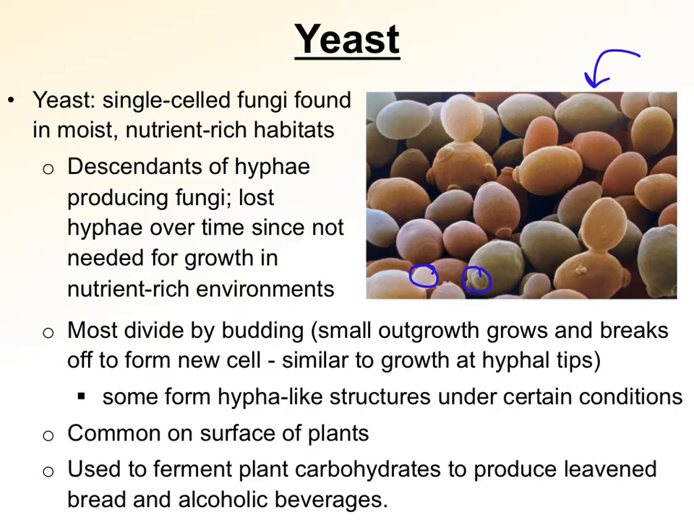There's evidence that they are descendants of fungi that actually produced hyphae, but that in the yeast they were lost over time. And the reason for that is that yeast tend to be prevalent in very nutrient-rich environments, and so they don't have the same need for hyphae, and so that particular structure was lost over time. Although in some instances you do see some hyphae-like structures, but it's not what we tend to think about with yeast. They're very common on the surface of plants, and you might think of them in your day-to-day life as being important for alcoholic beverages and the production of bread that you might eat.